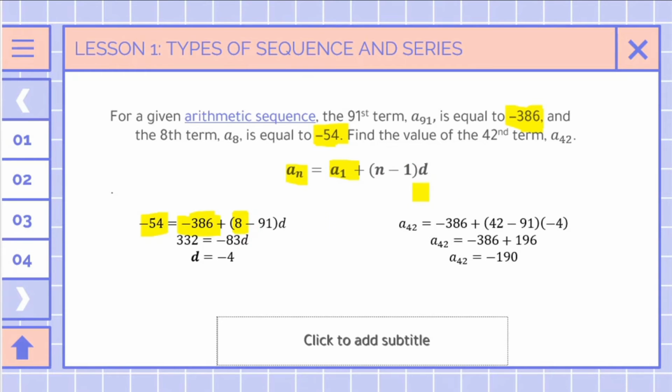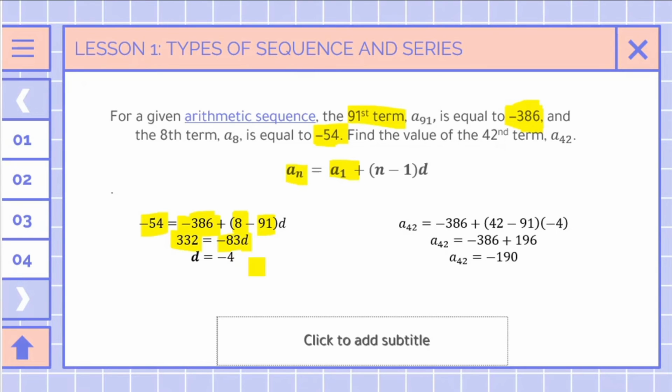Then our 1 here is the term number of negative 386. Which term is negative 386? That is the 91st term, so it will be 8 minus 91. We do not have a common difference here because it is not arranged sequentially, so we cannot find it directly. Simplifying this, we'll have negative 54 plus 386, which is equal to 332.